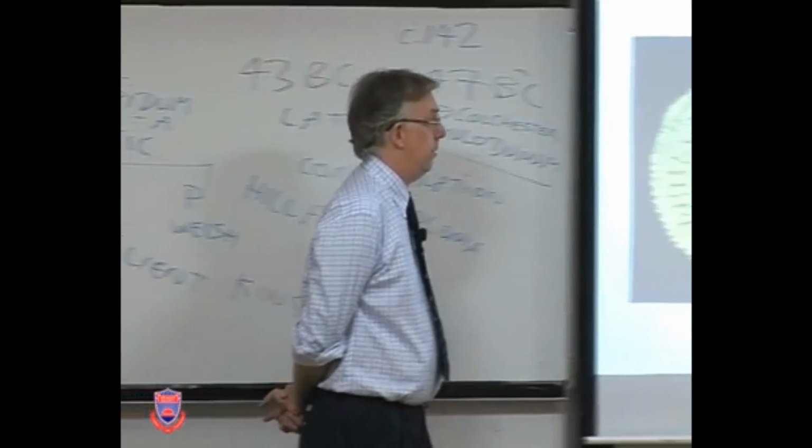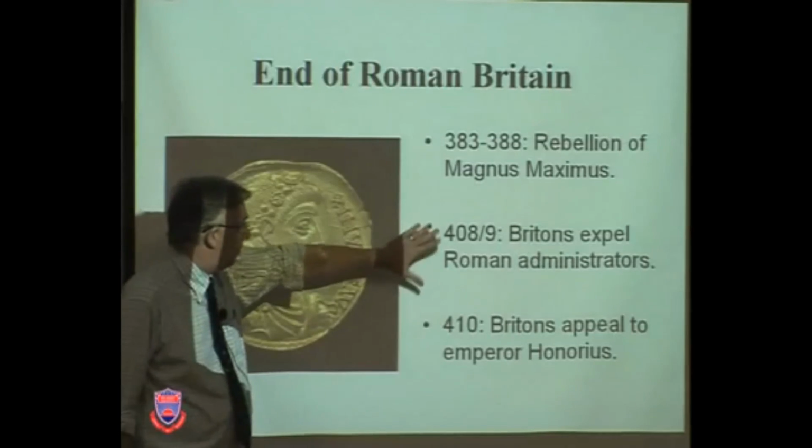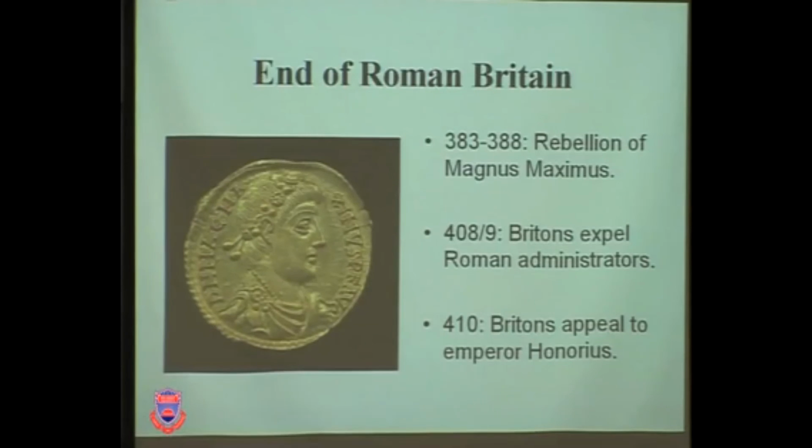Then we have some confusing events at the beginning of the 5th century, 408, 409, some evidence of a kind of rebellion by the Britons, perhaps amounting to an expulsion of Roman administrators from Britain. It's not clear exactly what was going on.